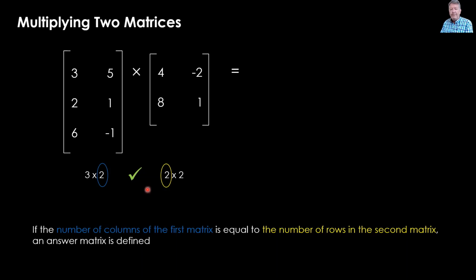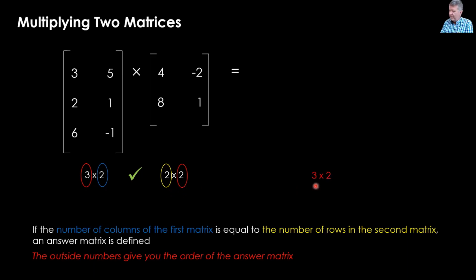Okay, now what do we do? Well, one more thing we get out of these orders here is, there's a 3 out the front and there's a 2 out the back. Now that gives us a bit of information too. That gives us the order of the answer matrix. Yes, it can. And our answer matrix is going to be a 3 by 2. Here it is over here. So we're going to end up with a 3 by 2 matrix. So let's do a 3 by 2 matrix. Nice big one.